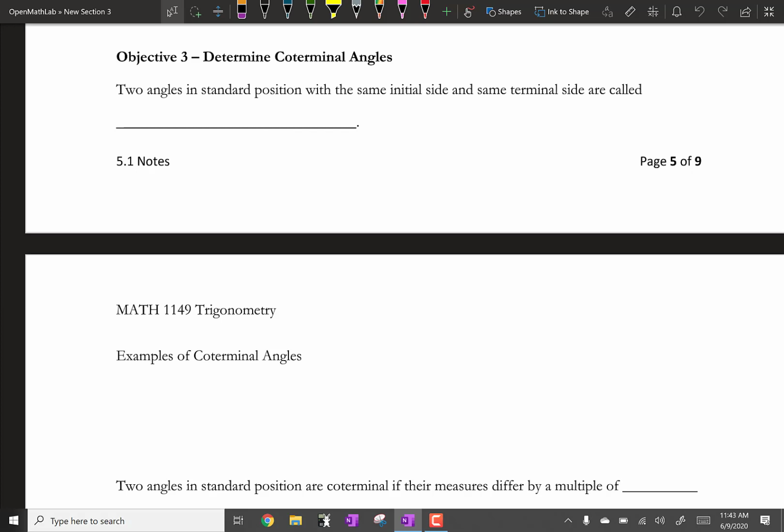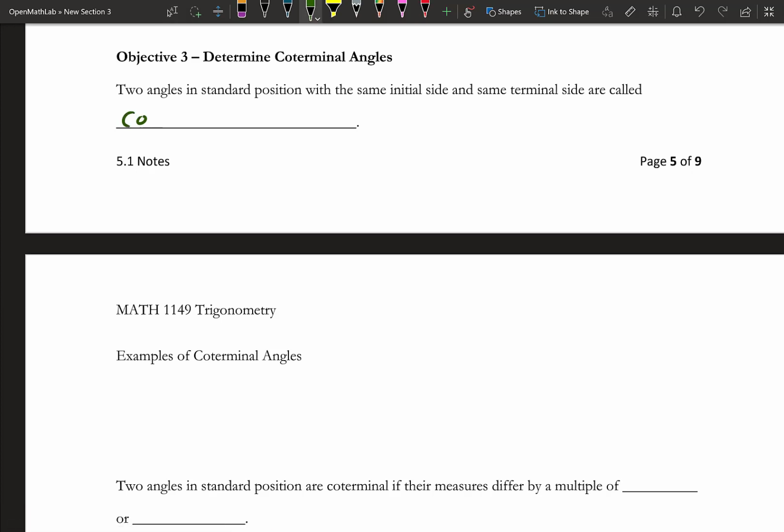So objective 3, we're going to determine coterminal angles. So first, let's define what coterminal angles are. Two angles in standard position with the same initial side and the same terminal side are called coterminal angles.